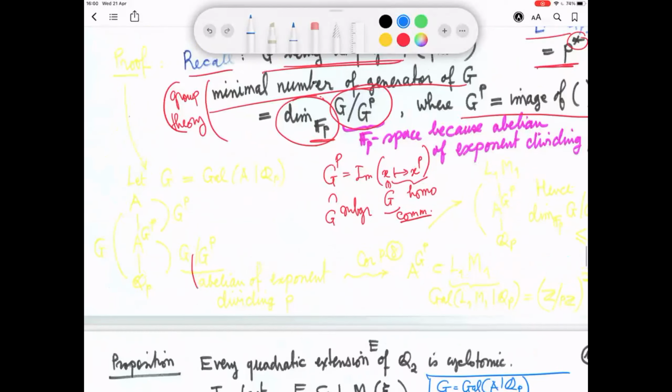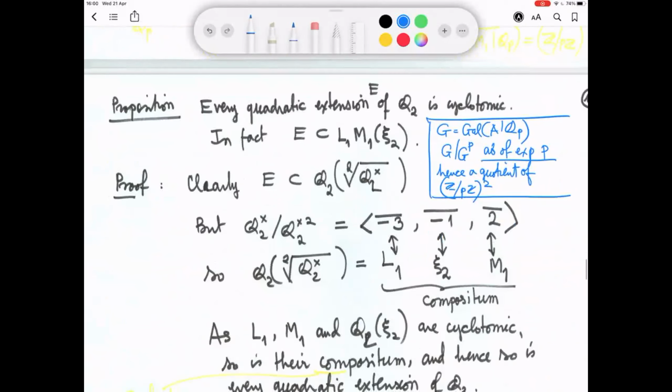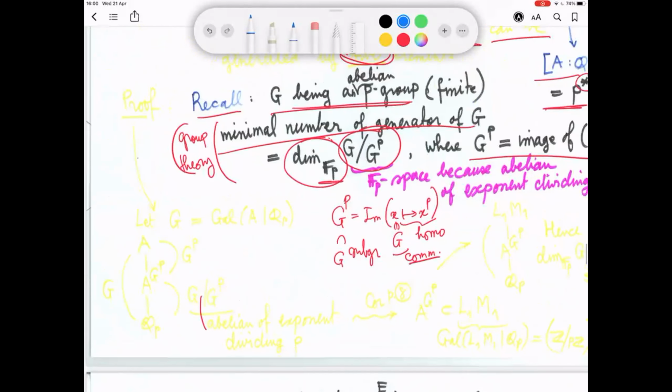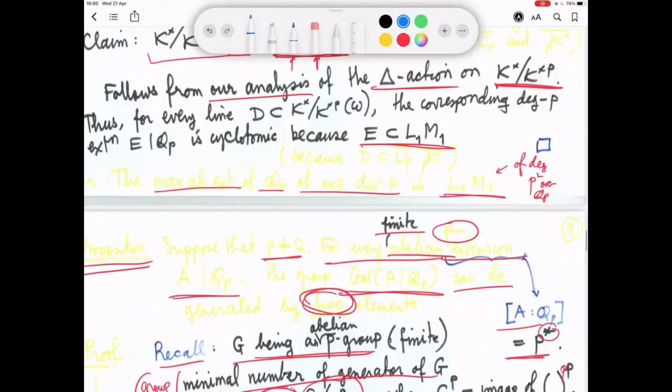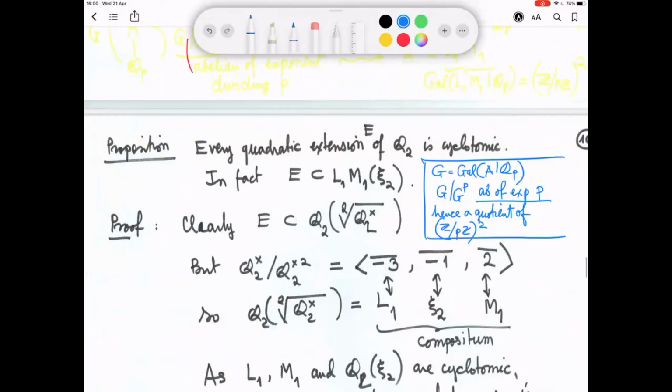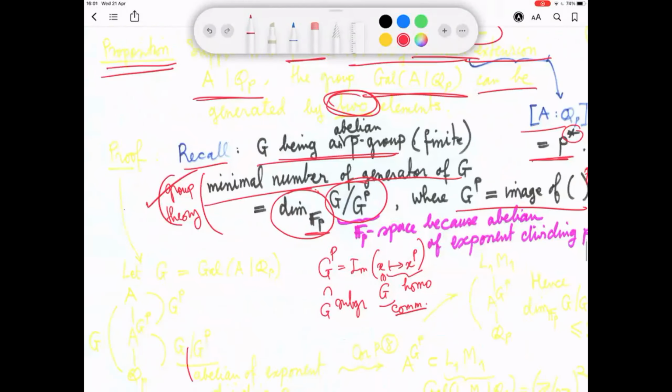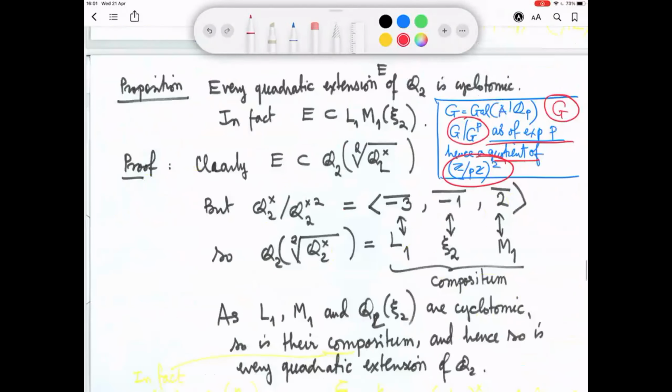Why? Because every abelian extension of exponent P is contained in the extension L1M1. That's what we have proved here, right? It's contained in the extension L1M1. And the Galois group of the extension L1M1 is this Z mod PZ square, 2 copies. So any quotient will be generated by 2 elements, and therefore the dimension of this as a vector space over Fp is at most 2, and therefore the G can be generated by at most 2 elements because of this group theory lemma. So that was the argument.